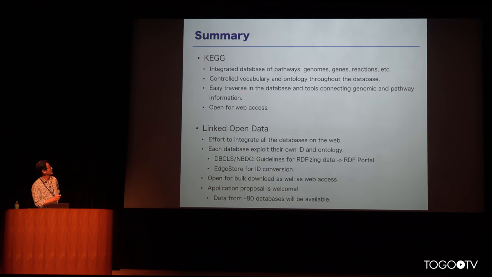So this is the last slide, and I talked about KEGG, which is an integrated database of pathways, genomes, and other chemical reactions. Because KEGG uses a controlled vocabulary within the database, and an ontology, which is a hierarchical classification of the genes, pathways, and species, it's easy to traverse and easy to interpret the database. It also makes the database useful for creating tools for integrating genomic and pathway information.